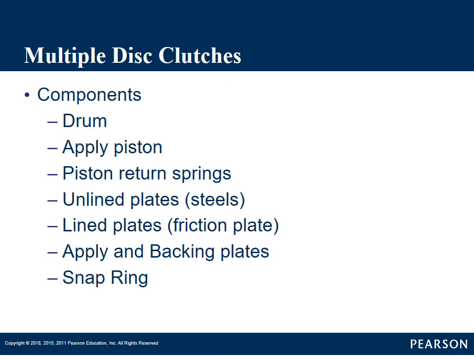And then the piston return springs, that does exactly what it says, it's kind of self-explanatory. There's springs in there that are designed to help push the piston back into its resting state after it has done applying the clutch pack. And then we have the plates that are in the transmission. Our unlined or steel plates, our lined or friction plates, sometimes called fiber plates, our apply and backing plates, and then a snap ring. It has to be a snap ring that holds all that stuff inside in the drum itself.